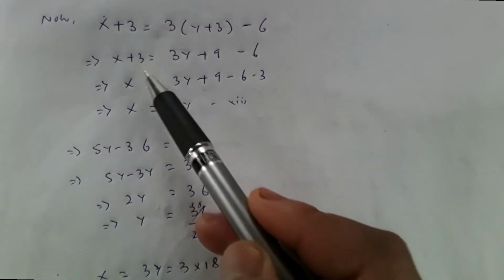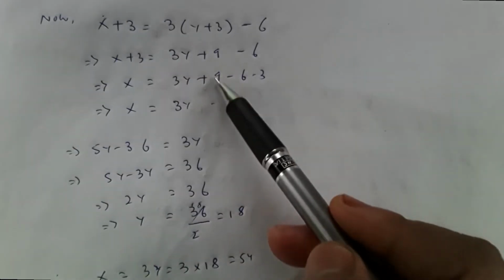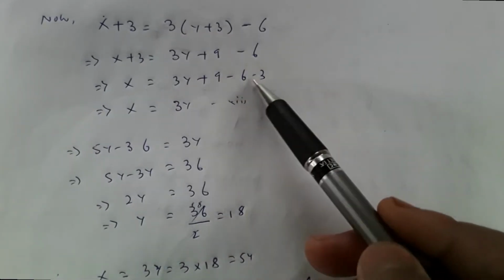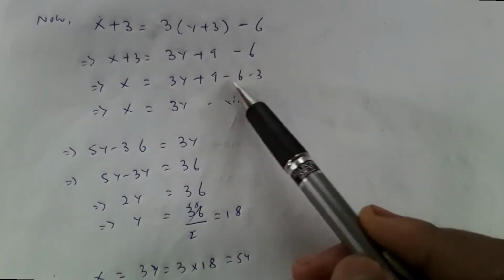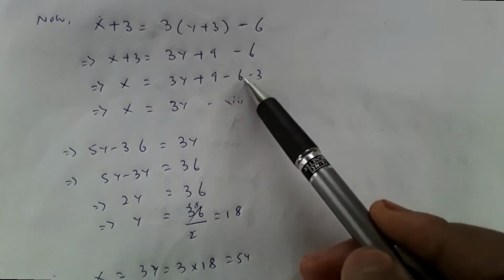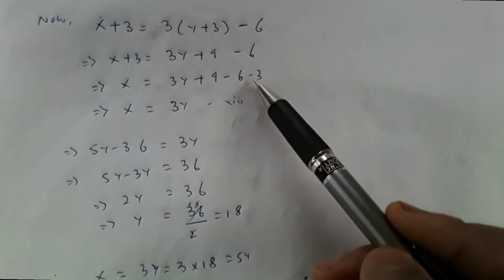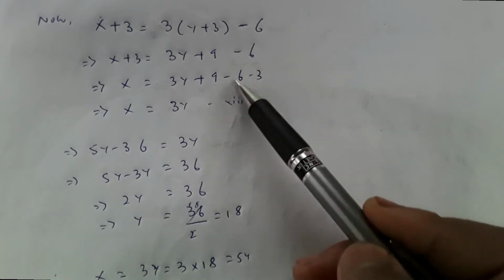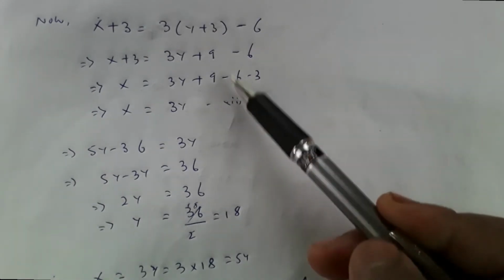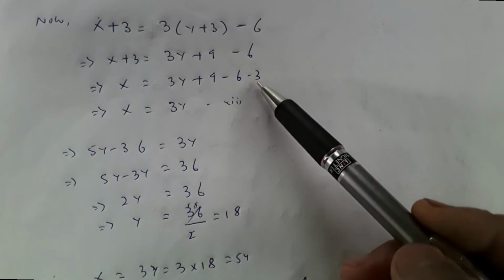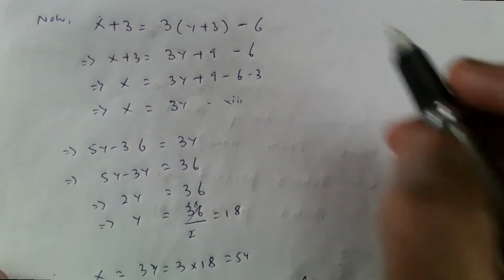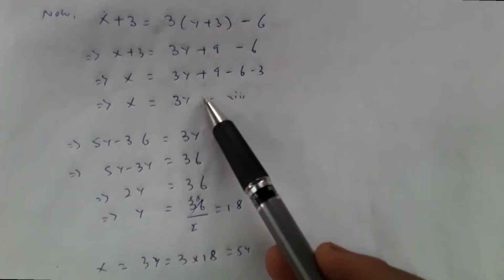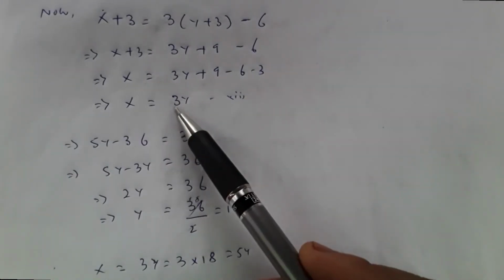So this plus 3 we bring here, so it becomes x equals 3y plus 9 minus 6 minus 3. Minus 6 minus 3 is minus 9. When the sign is the same, negative, you add them together. 6 and 3 is 9, minus and minus, you get minus 9. So 9 minus 9 gives 0. So x equals 3y.